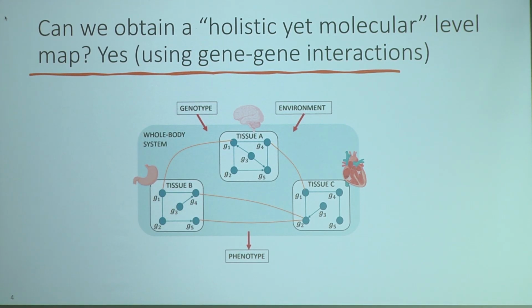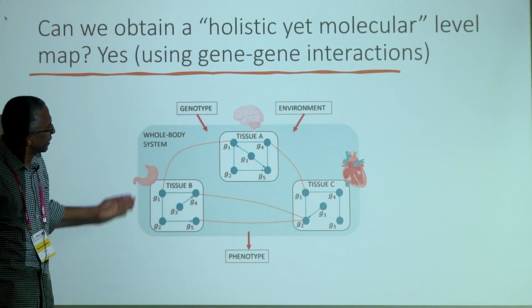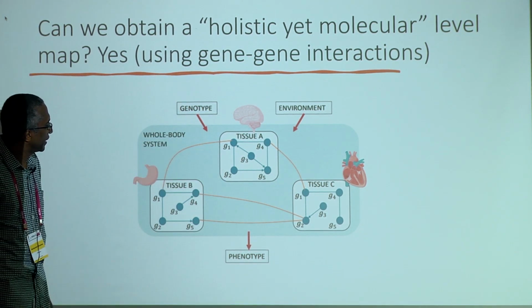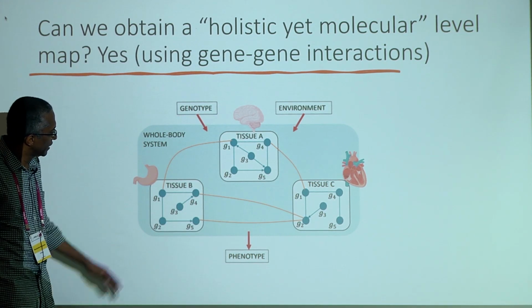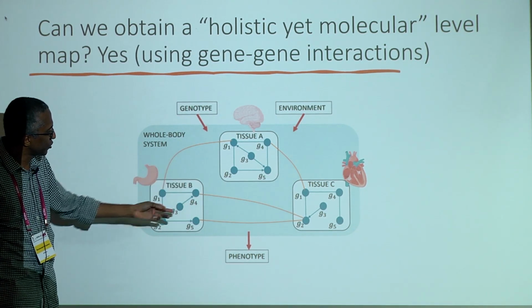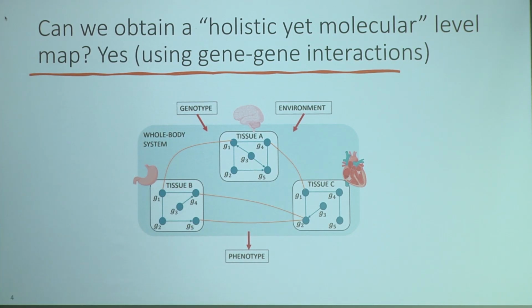And what I claim is we can do so, yes, we can obtain a holistic yet molecular level map by looking at these gene-gene interactions, by modeling it as a connection between the different genes in the different tissues. So here you have 3 different tissues. It could be the brain, the heart, and the stomach here. The same set of genes are present in all, but they are at different levels and they have different connections.